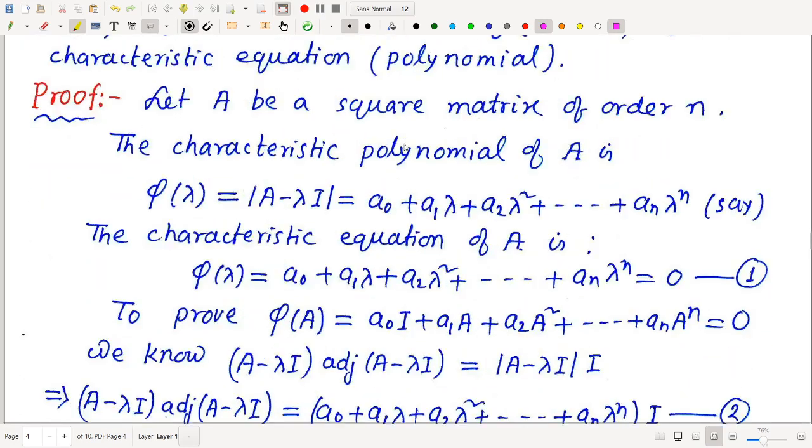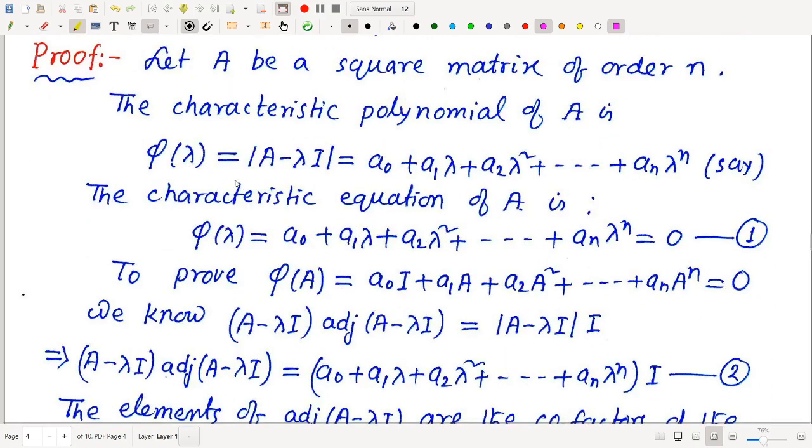So let us see the proof. In short, let capital A be a square matrix of order n. The characteristic polynomial of A, let us name it phi lambda, is phi lambda equal to determinant of A minus lambda I. This is the definition of the characteristic polynomial. And when expanded, it becomes a polynomial in lambda of degree n.